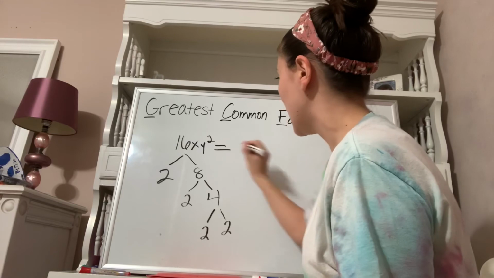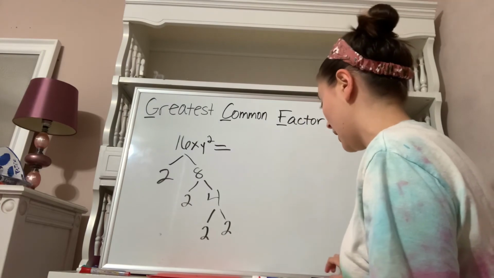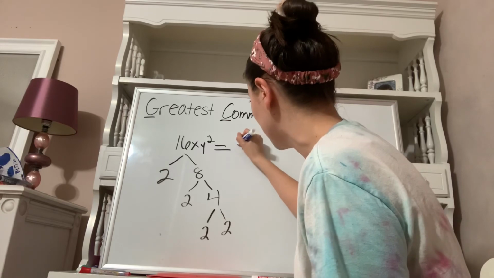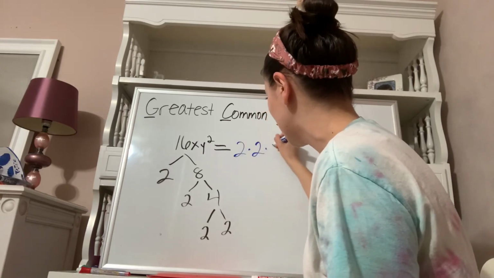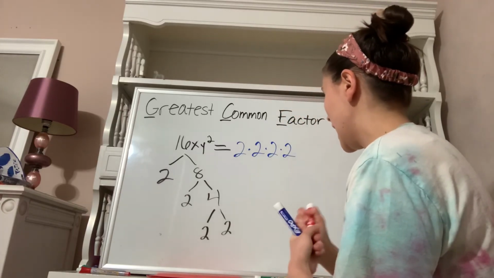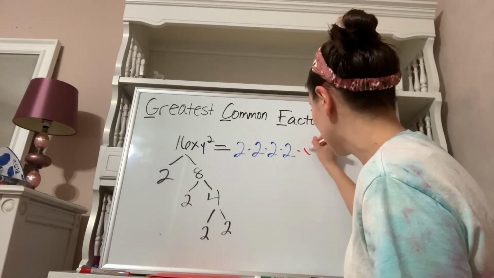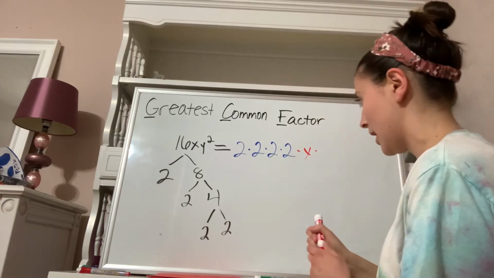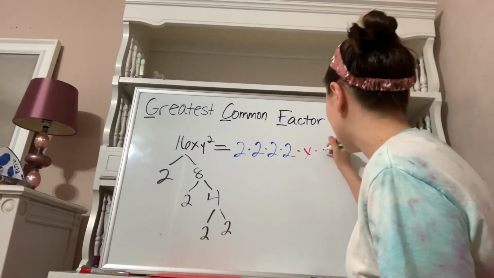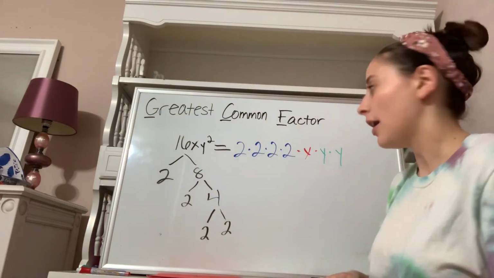So we can now write this out all together in one line. We have many 2's, right? We have 4 2's, times an x, and then we have 2 y's. Remember, the exponent is just saying how many times that's being multiplied. So because we have an exponent of 2, we know we have to multiply 2 y's.